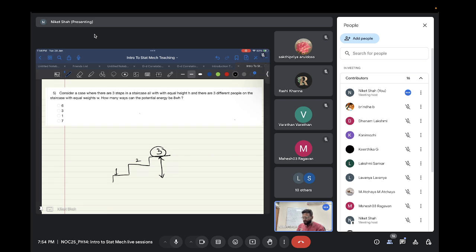Okay, maybe I'll initially begin with the assumption that this is also at some height h. Step number one is also at some height h. So anyone who's on this step, on step number 1, the potential energy is WH, because weight into height, we are again in the units where we are ignoring the gravitational constant. So weight into height, h into W is the potential energy. On this step, it's 2WH, and on this step, it's 3WH.